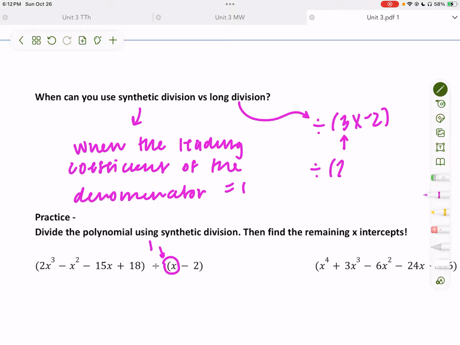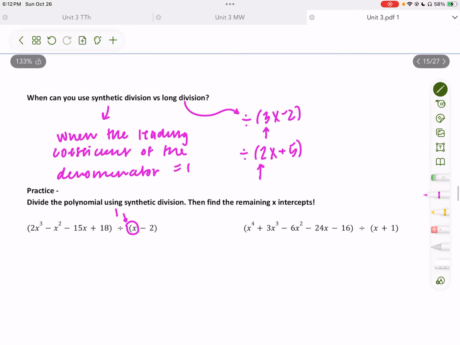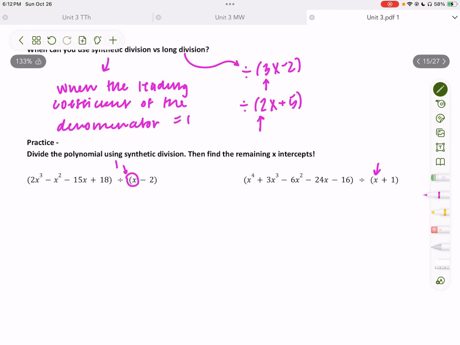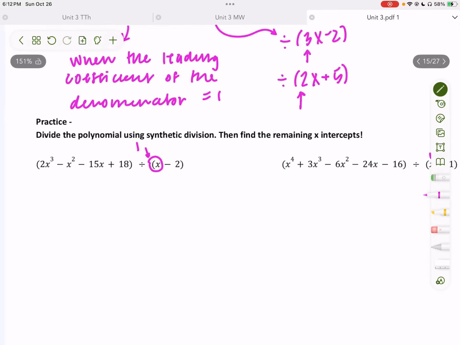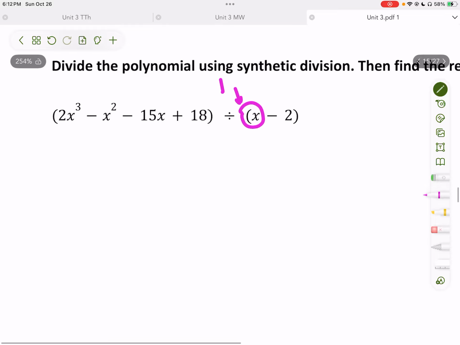So same thing, if we had 2x plus or minus whatever, again, there's a 2 there, we cannot use it. In our class, we're just going to use synthetic division, which means everything you're dividing by has a coefficient of 1. Right, in the next part, we're going to do synthetic division, and then we'll ideally find the remaining x-intercepts. I'll show you what's going to happen after we synthetically divide in this problem.